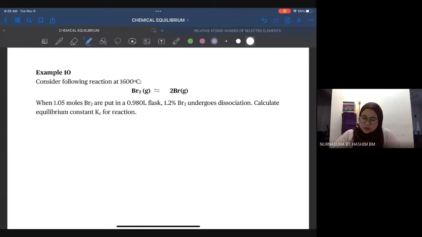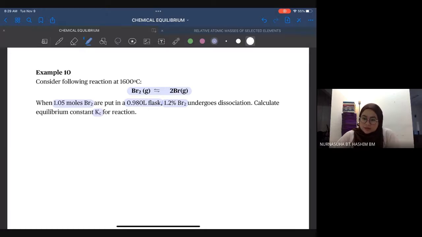So, gunakan highlighter. Sebenarnya dalam exam pun tak ada pun cakap tak boleh guna highlighter. Gunakan highlighter supaya senang untuk awak tahu apa information yang penting. So, dia bagi equation: 1.05 mole of bromine are put in 0.98 liter flask. 1.2% bromine undergo dissociation. Calculate Kc.